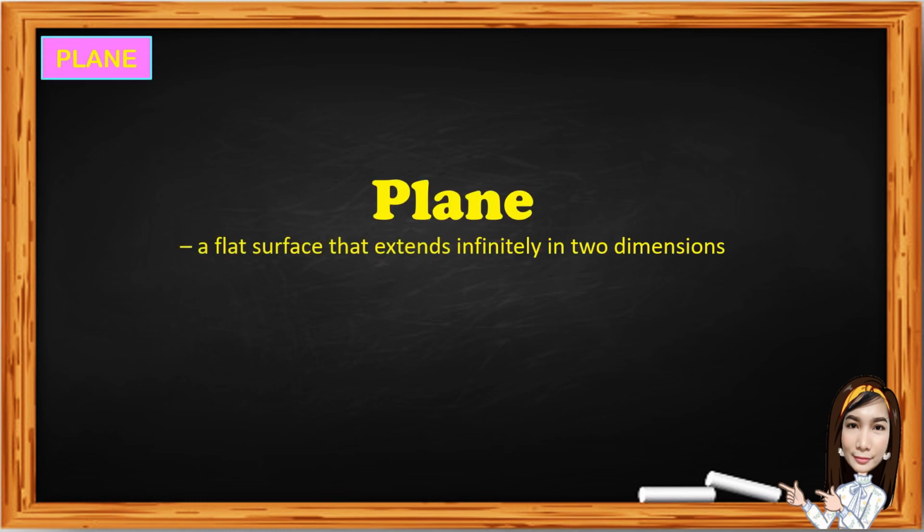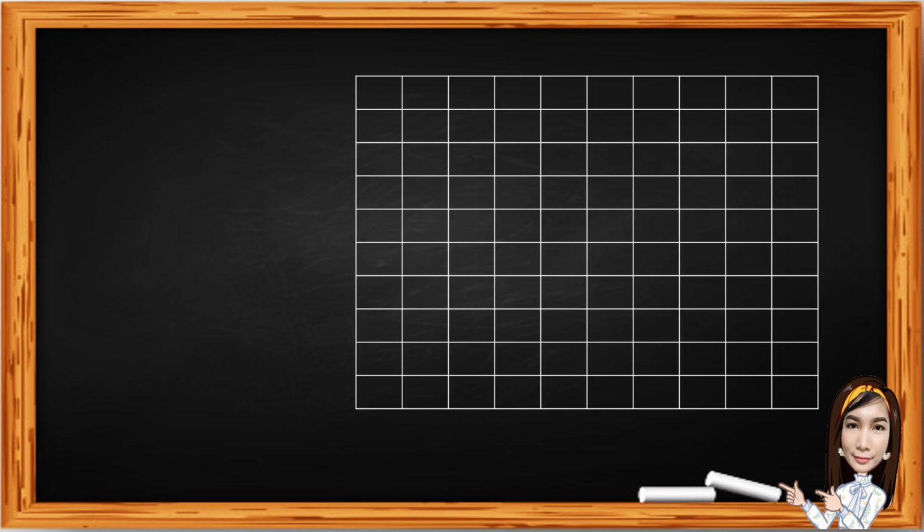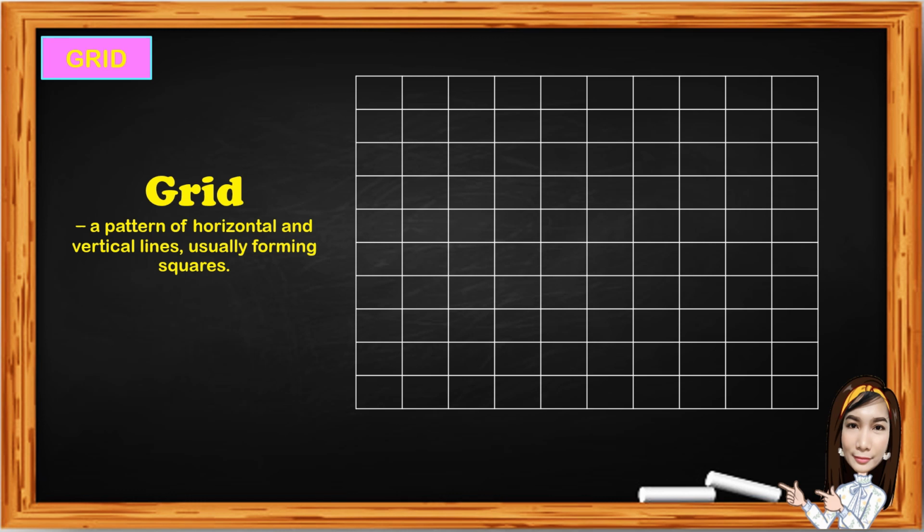Now, before we proceed, let's define first the different terms related to our lesson. Let's have plane. A plane is a flat surface that extends infinitely in 2 dimensions, and a blackboard is considered a plane. Next figure is what we call a grid. A grid is a pattern of horizontal and vertical lines, usually forming squares.